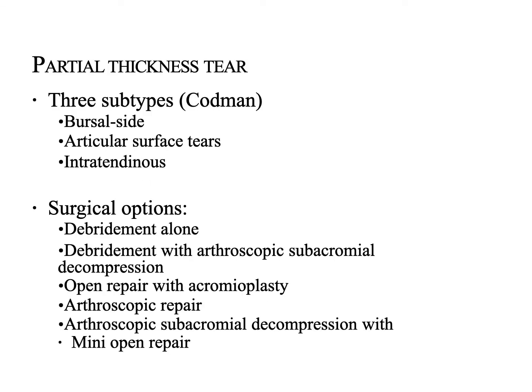Then let us move on to partial thickness tears. Three subtypes were described by Codman, which included bursal side tears, articular surface tears, and intratendinous tears. Surgical options are debridement alone, debridement with arthroscopic subacromial decompression, open repair or acromioplasty, arthroscopic repair, and arthroscopic subacromial decompression with mini open repair.